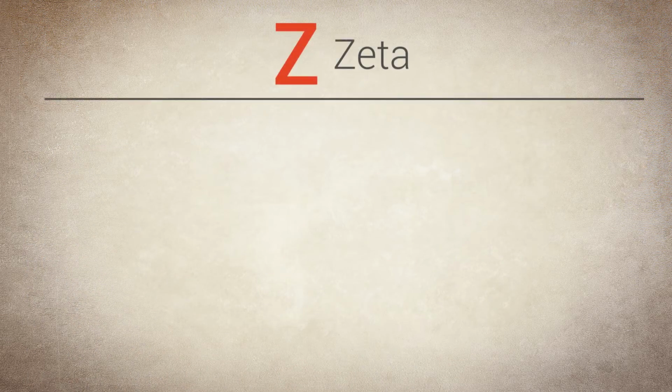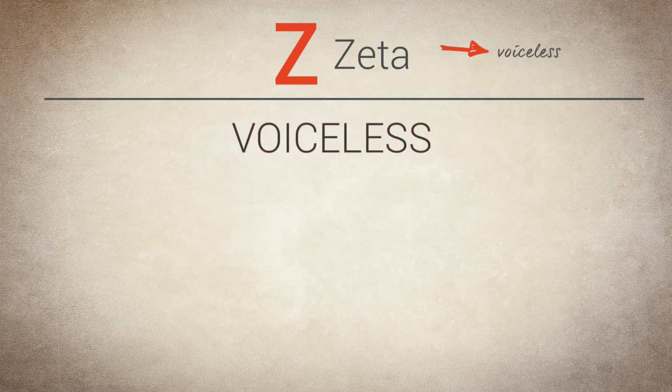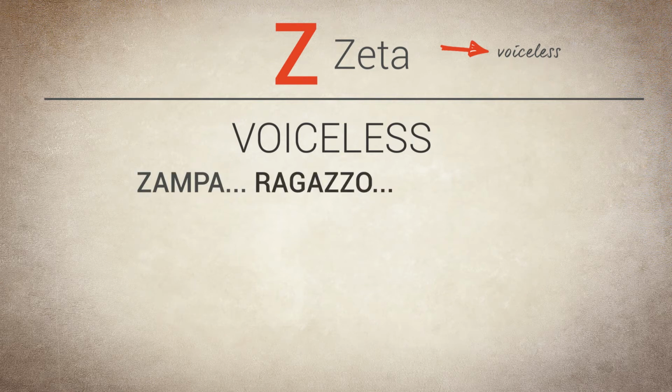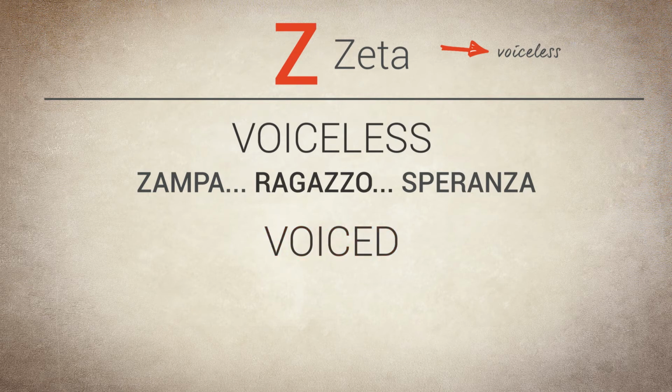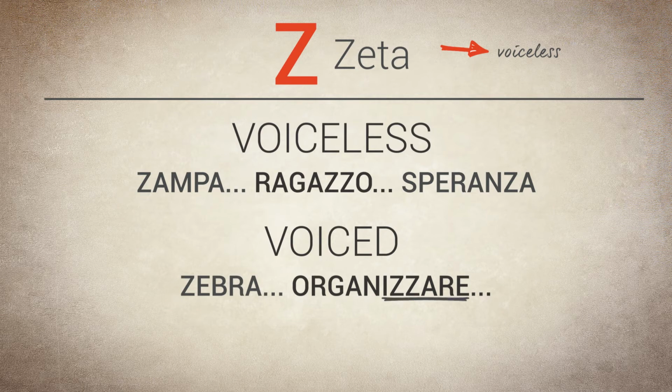And the letter Z. Z can also be, and it usually is, voiceless. And we read it like TS. Zampa, ragazzo, speranza. Or it can be voiced, and in that case we read it as DZ. For example, zebra, organizzare. It is always voiced in the suffix izzare, by the way. There are really no strict rules, so you will assure yourself of the exact pronunciation with time.